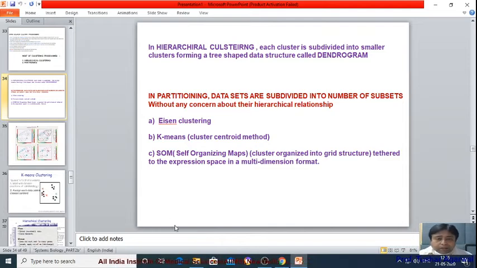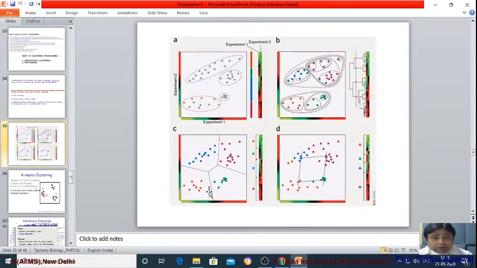Again, these are partitioning, right? This is a little different from clustering. Clustering is one approach of breaking the data sets into smaller fractions. Partitioning is another way of looking into the heterogeneity of the data sets. Okay, now let me pull up the next slide and let it come over here.